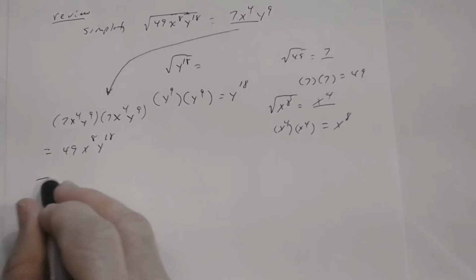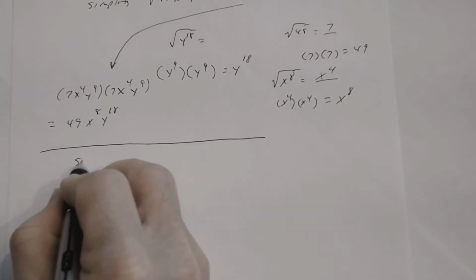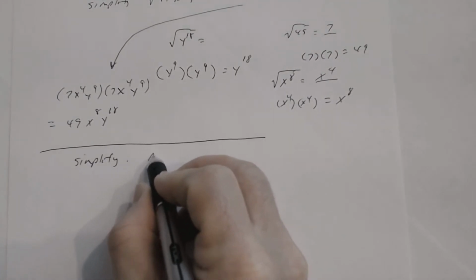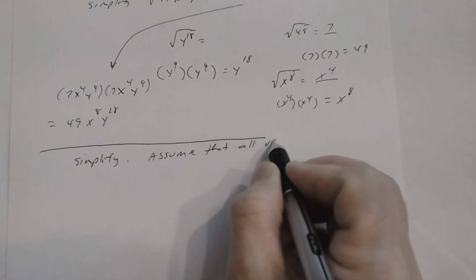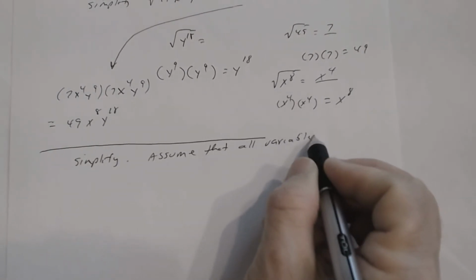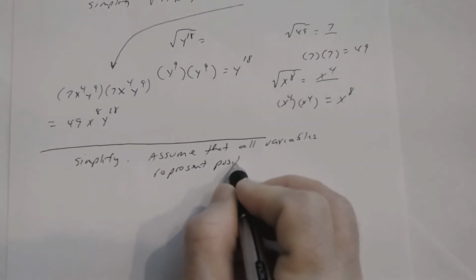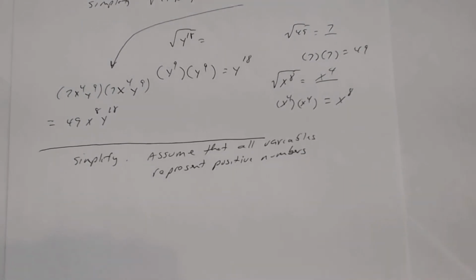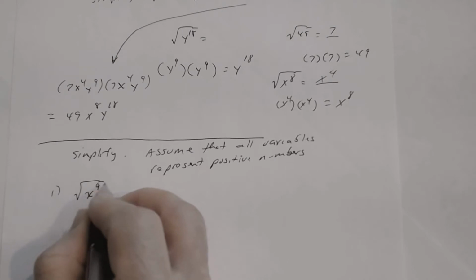All right, so let's look at this example. We're going to start with a very simple example. So number one, simplify each of the following, and we're going to assume that all variables represent positive numbers, so we don't have to worry about that absolute value. Okay, so number one, we have the square root of x to the 9th power.